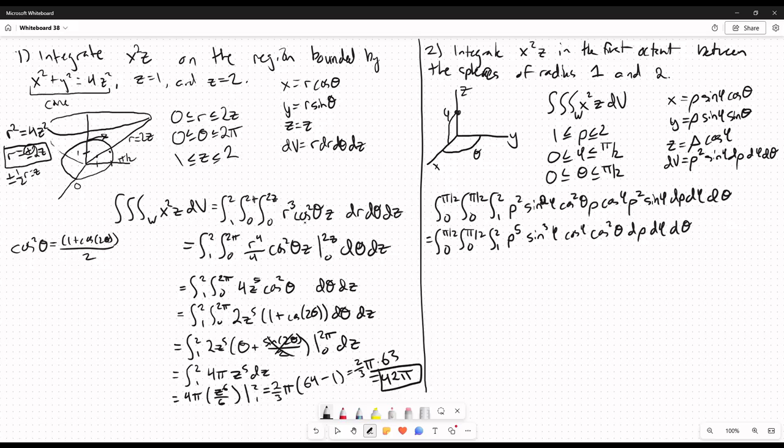Let's start by integrating rho, because that's the easy part. We'll have the integral from 0 to pi over 2, integral from 0 to pi over 2. This will be rho to the 6th over 6. Everything else here is a constant, so we'll still have sine cubed of phi, cosine of phi, cosine squared of theta. That's going to be evaluated from 1 to 2. And then we'll have d phi, d theta.